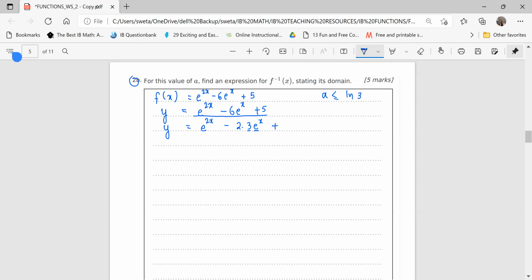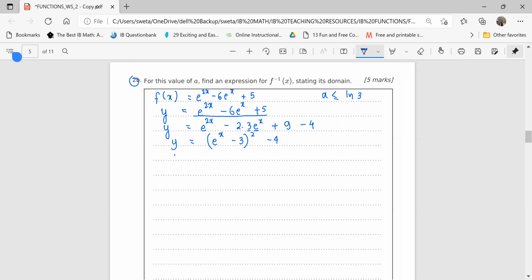So 3 squared, b squared, will be 9. And since we have a plus 5, we can do a minus 4. So all we have done is, instead of writing 5, we have written it as 9 minus 4. And I have written 6 e to the power x to show you that it is 2 times 3 e to the power x, which means our first 3 terms become a whole square. y is equal to (e to the power x minus 3) whole squared minus 4.